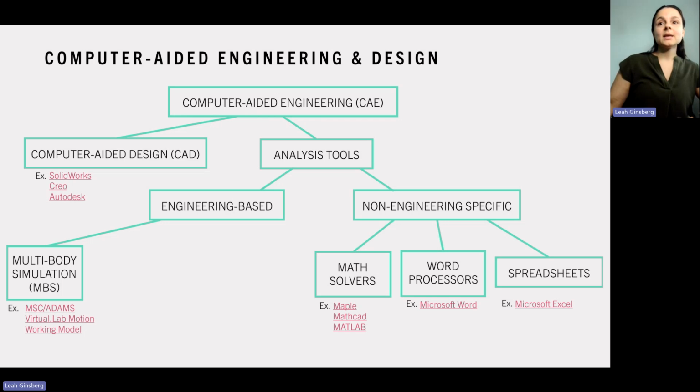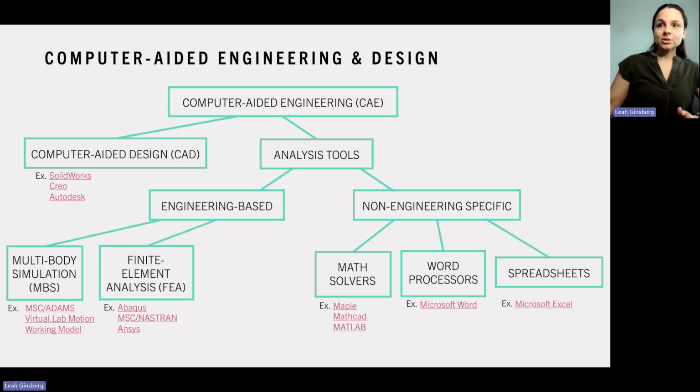Then on the engineering-based side, we have tools that perform more engineering-focused functions like multi-body simulations. This is things like MSC Adams, Virtual Lab Motion, Working Model. These are tools that help you simulate rigid bodies and dynamic situations. Then we have finite element analysis, which are tools like Abaqus, MSC Nastran, and ANSYS.